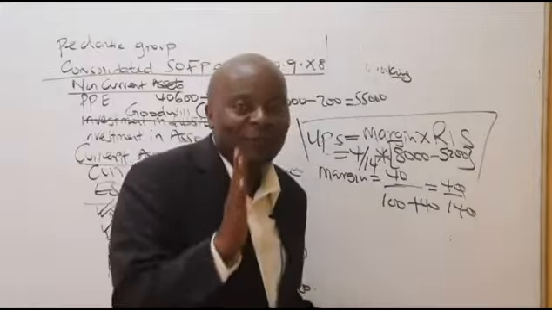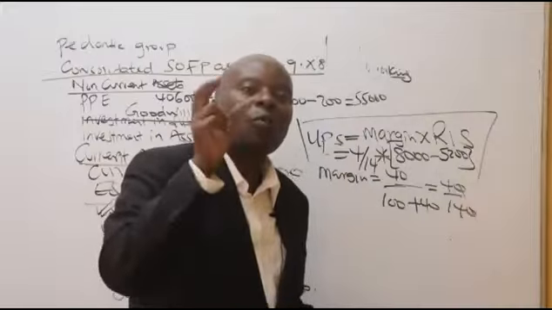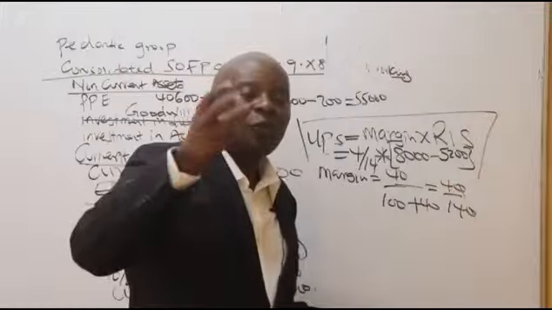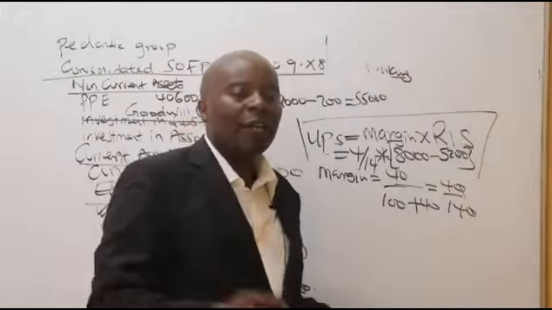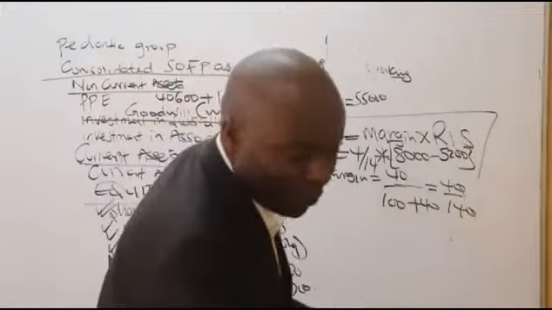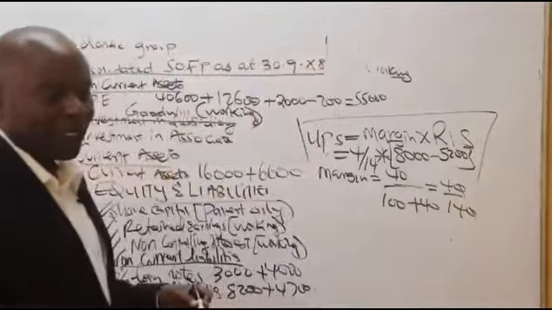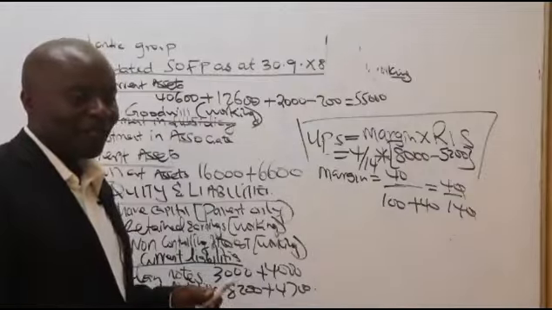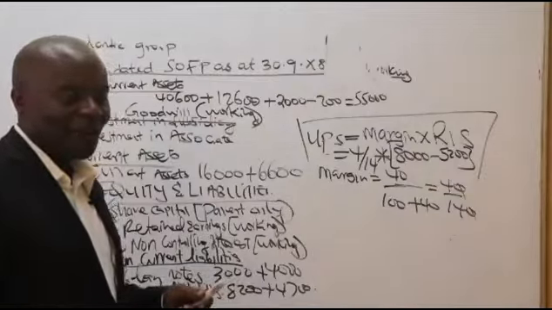Remember, IAS 2 tells us never to accommodate profits in stocks. Anytime you hear the language of profit in stocks, please go and subtract. So where should I subtract that 800 from? Where should I subtract the 800 from?